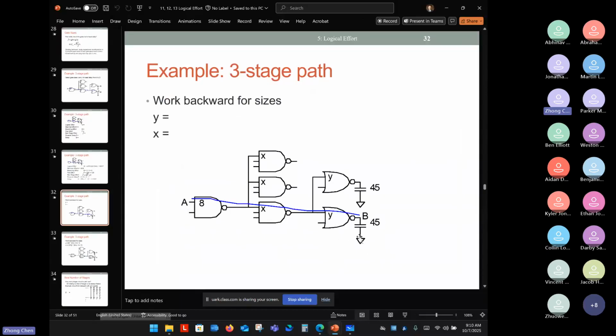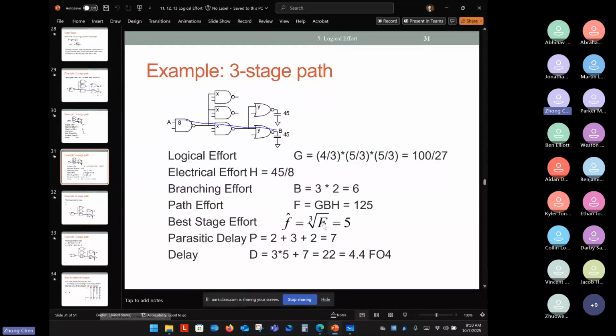Because for the last stage, we know the output capacitance value. What we don't know is the input capacitance value. You may wonder, I can calculate the electrical effort, but that is not what we want. What we can calculate is the stage effort, small f. Remember, we get small f from this equation, from the total path, to the power of 1 over N. That's the stage effort.